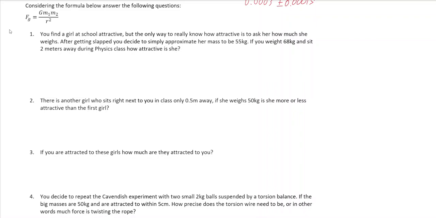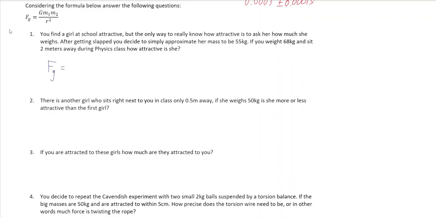Alright, so this first one is one of my favorite ones to start this topic off with. You find a girl at school attractive, but the only way to tell how attractive is to ask her how much she weighs. After getting slapped, you decide to simply approximate her mass to be 55 kilograms. If you weigh 68 kilograms and sit 2 meters away during physics class, how attractive is she really? So this is a very simple question, but it helps get us started.